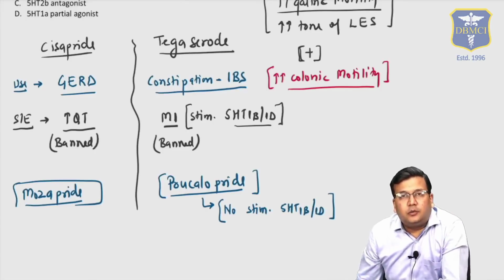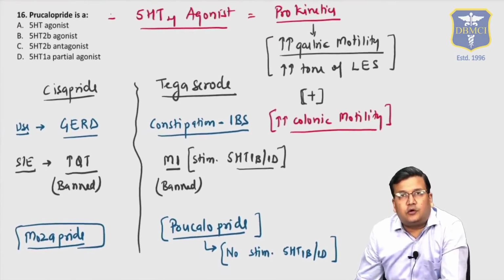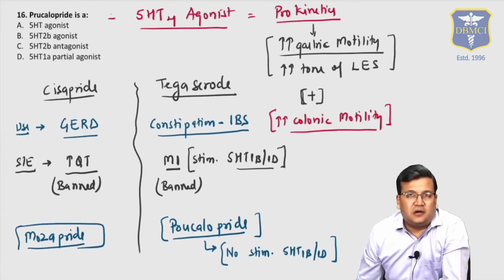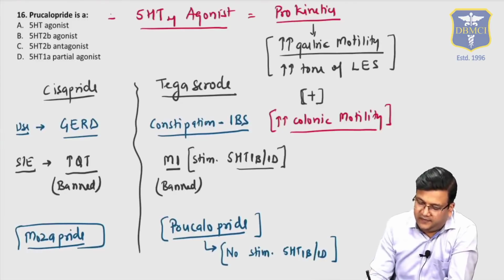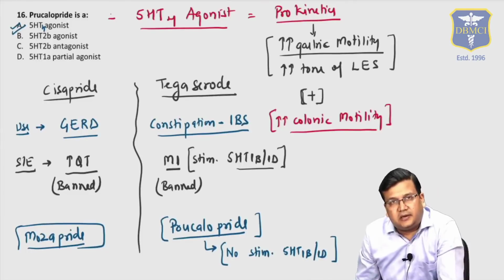So in short, prucalopride is a 5-HT4 agonist used for constipation, and it is a newer derivative of an earlier existing drug, tegaserod. So 5-HT4 agonist is the correct answer.